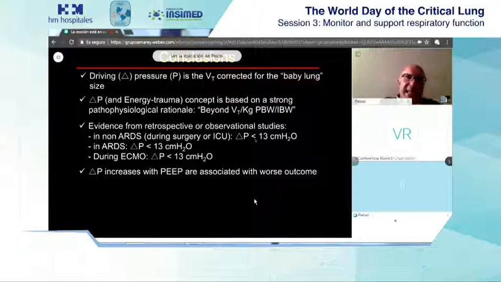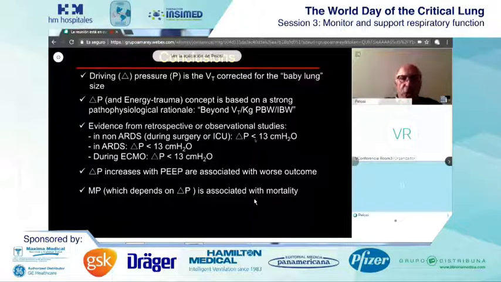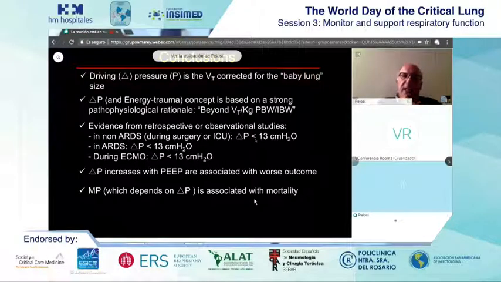There is less evidence, but it can be really helpful to optimize PEEP according to the minimal driving pressure. I showed you the mechanical power, which depends on the square of the driving pressure, is associated with mortality. It may be a very interesting parameter in the near future to optimize the setting of mechanical ventilation, with driving pressure and respiratory rate together in this calculation.